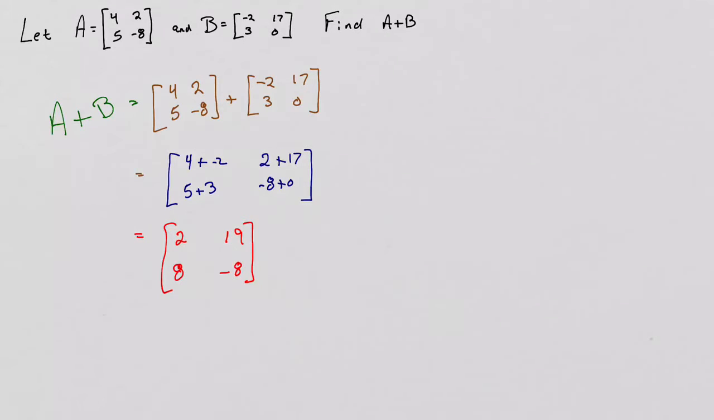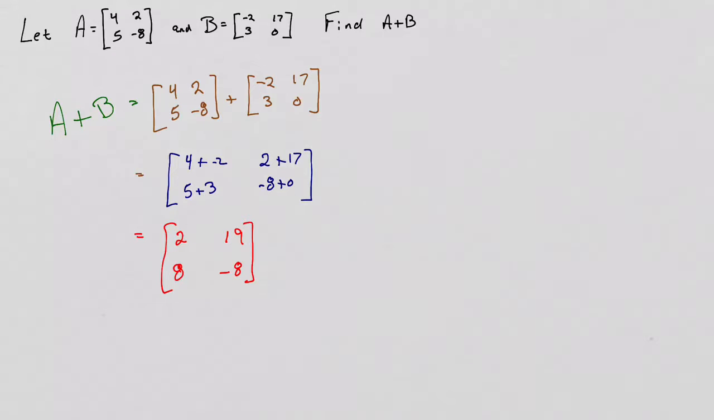So A sub 1, 1 to B sub 1, 1. A sub 1, 2. Let's try this again. A sub 1, 1 plus B sub 1, 1. A sub 1, 2 and B sub 1, 2. And we just keep going all the way through.